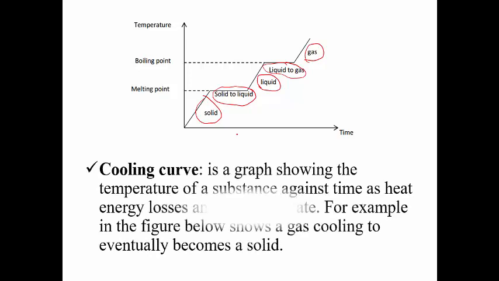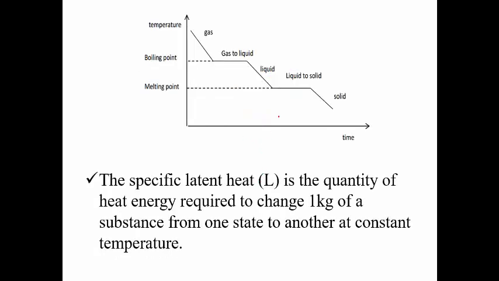And the second one is the cooling curve. The cooling curve is a graph showing the temperature of a substance against time as heat energy is lost. Cooling is the loss of heat energy, but the heating curve is the gain or increase in heat energy. For example, let us see the graph shown below. This one is the cooling curve.